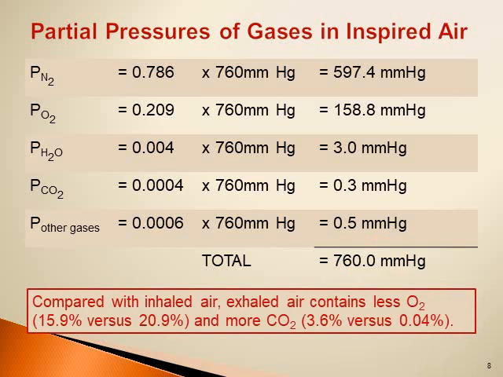So compared with inhaled air, exhaled air contains less oxygen because oxygen will diffuse down its gradient into the blood. So the percentage will drop from 20.9 to 15.9, and the exhaled air will contain more carbon dioxide. The percentage will be 3.6 versus the 0.04% in the atmospheric air or the inhaled air.